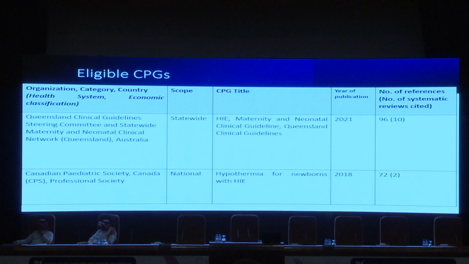The 2 eligible CPGs: the Queensland Clinical Guideline of Australia. Its title is HIE Maternity and Neonatal Clinical Guideline, Queensland Clinical Guideline. The year of publication was 2021. And the CPS year of publication was 2018, but there is a new CPS guideline we also included, and there is no significant change yet from 2018.